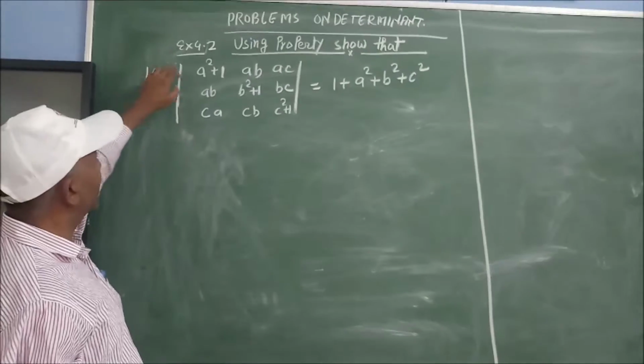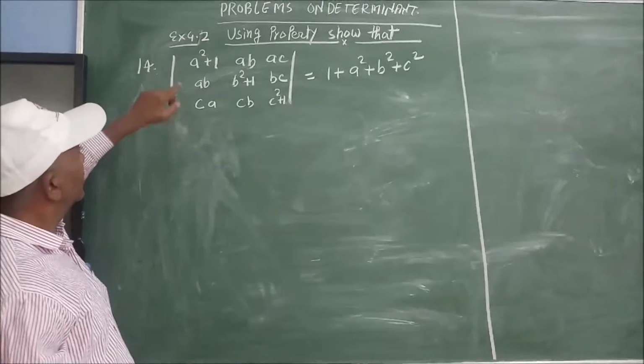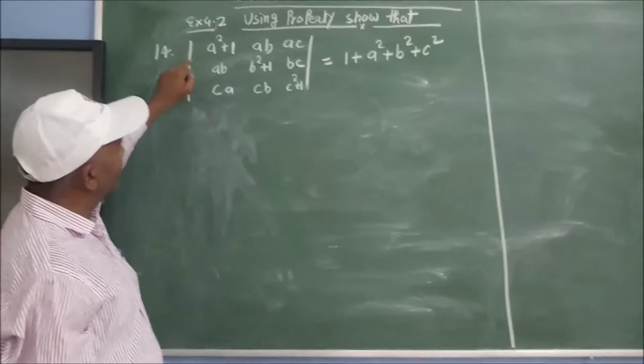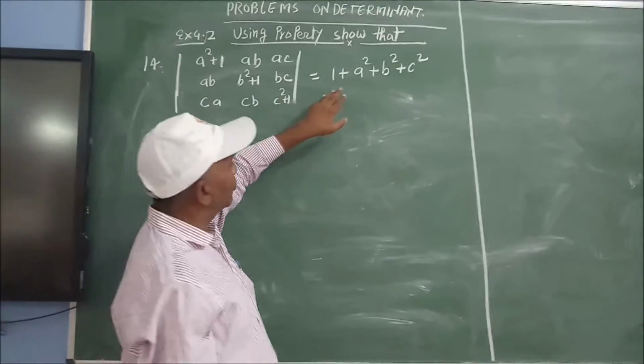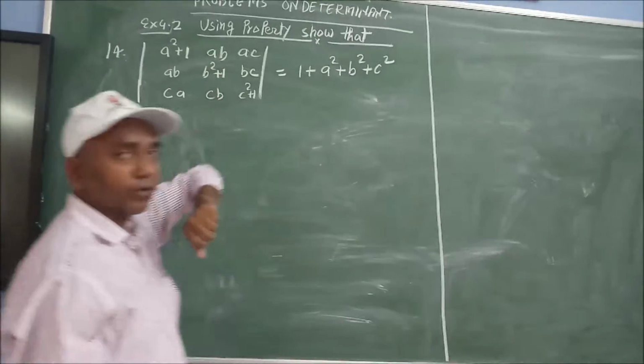So here I have taken a question, exercise 4.2, question number 14. This question is, here is a determinant given and we have to prove that this will be equal to 1 plus a square plus b square plus c square.